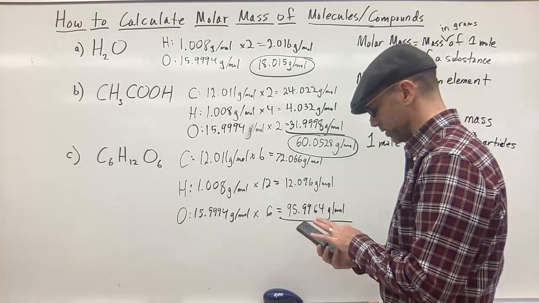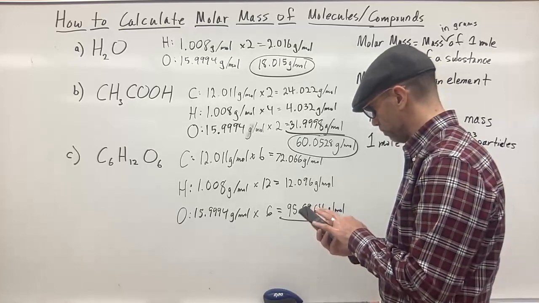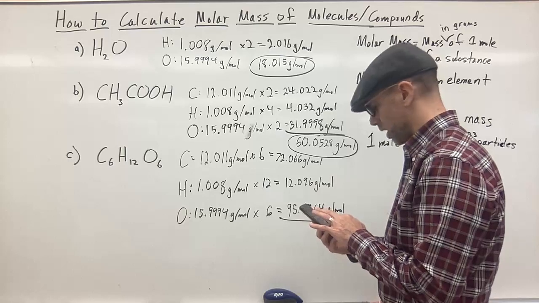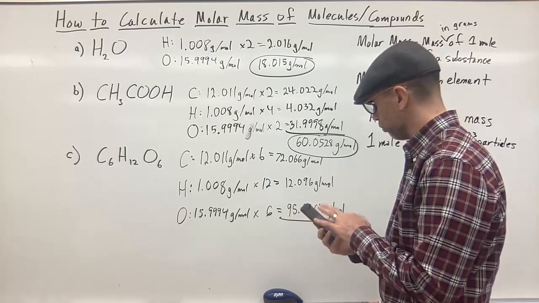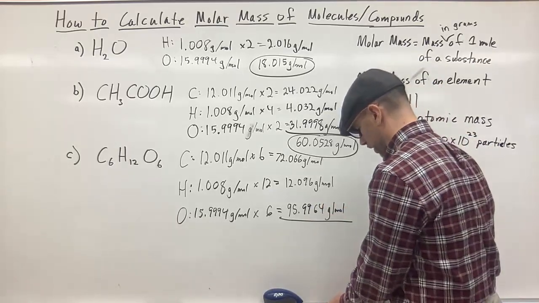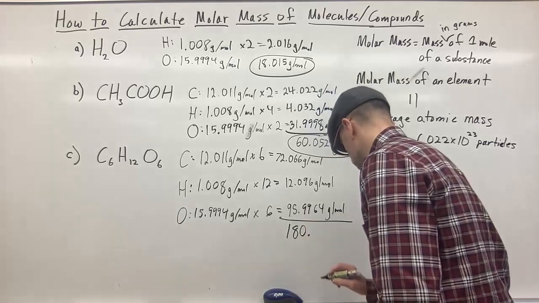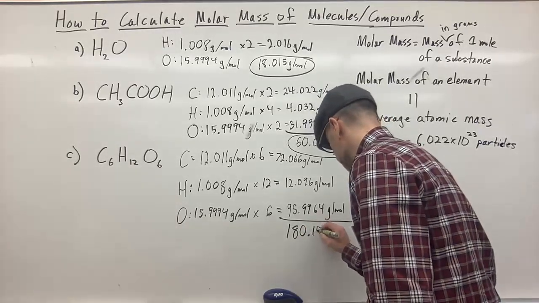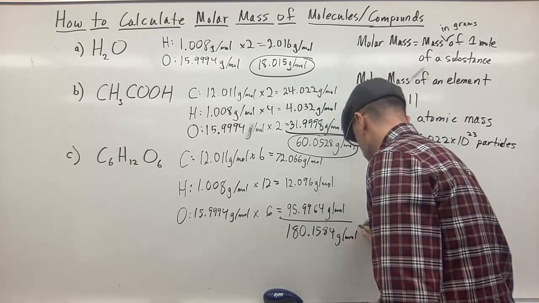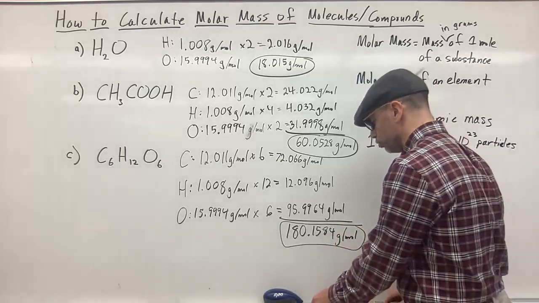So let's go ahead and add this together. So 95.9964 plus 12.096 plus 72.066 equals, and I get 180.158 grams per mole. And so that's the molar mass of glucose.